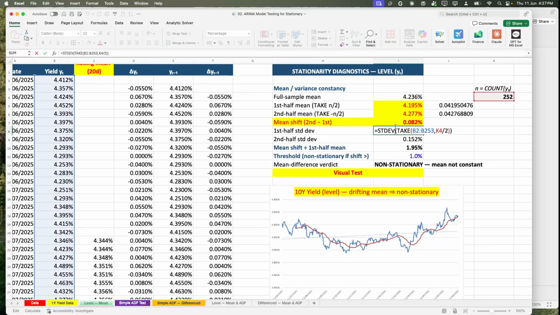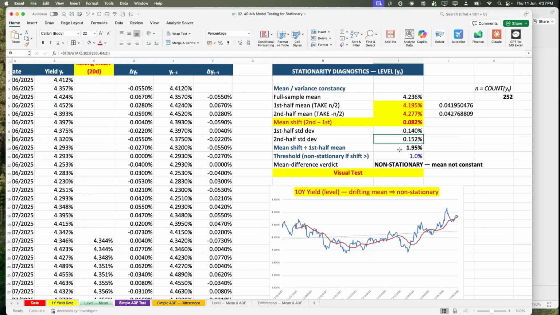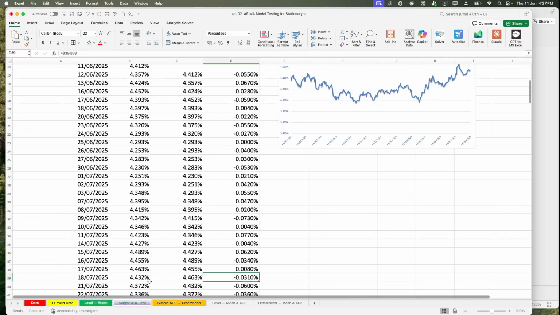Similarly, we can take the volatility of the first half and the second half. We can see that the difference is 1.95%. So we can roughly conclude, though we cannot be very certain, by just looking at the mean and the visualization. Now we'll go into the simple ADF test.